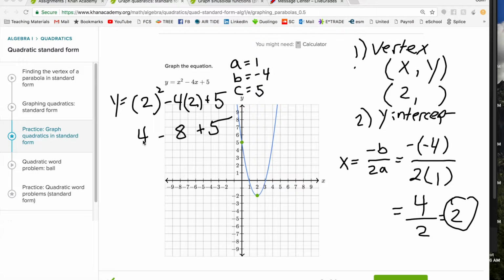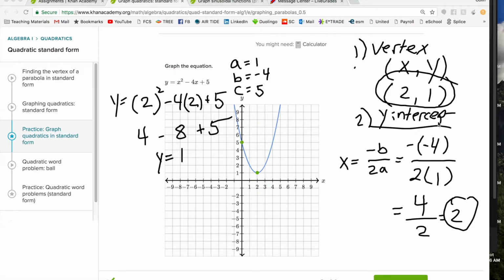So that means we've got 4 minus 8 plus 5. So that is going to be y equals +1. This boils down to -4, and adding a 5 gives us +1. So let's move our vertex up to an x value of 2 and a y value of 1. That's where our vertex goes. Going back to our coordinates here, our y value is 1, so we put that in here. So our vertex coordinate is 2, 1.